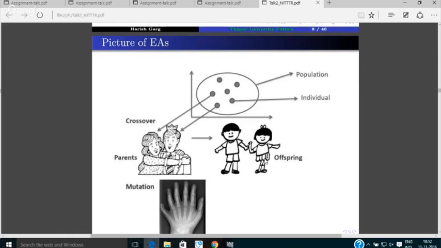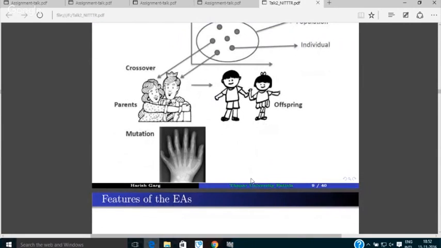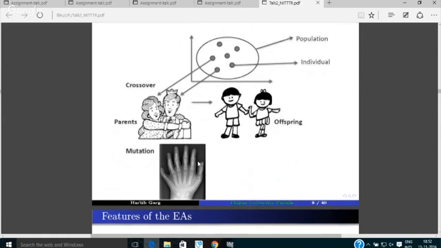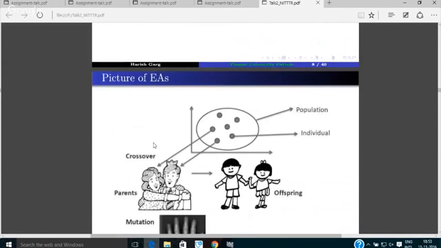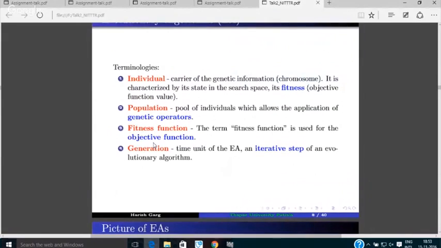So what is the speciality of this offspring? They definitely depend upon their parents, and their genetics are the same. So this is called the mutations. All these terms, that is the population, the individual, the crossover, the mutations, and so on, are explained in this slide. So that is the basic terminology which I have used in the evolutionary algorithms.